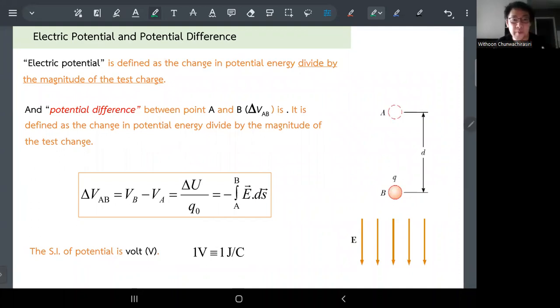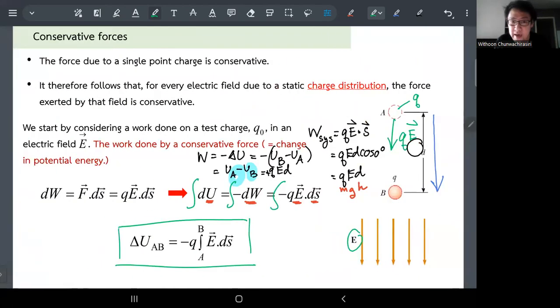Okay, now here comes the electric potential. What you had before is no different from the gravitational case. They all look exactly the same. It's the same concept as the gravitational potential energy.